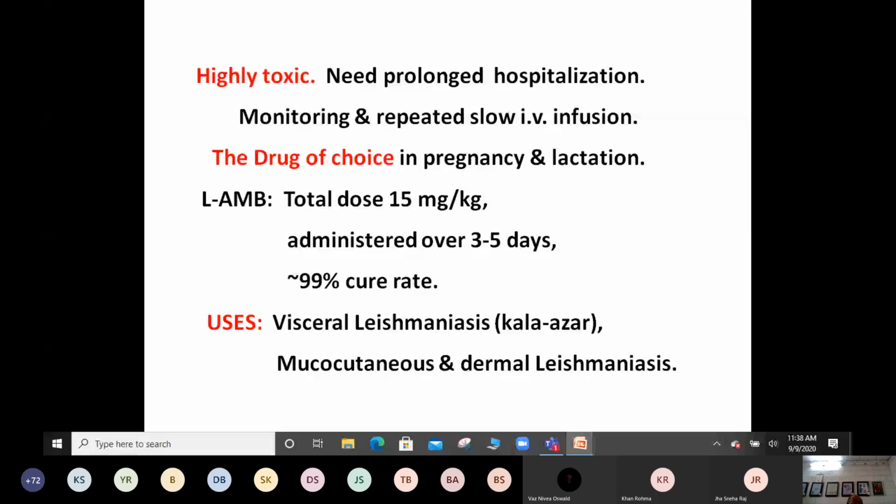What are the conditions where it can be used? Visceral leishmaniasis, that is Kala Azar, and mucocutaneous and dermal leishmaniasis.